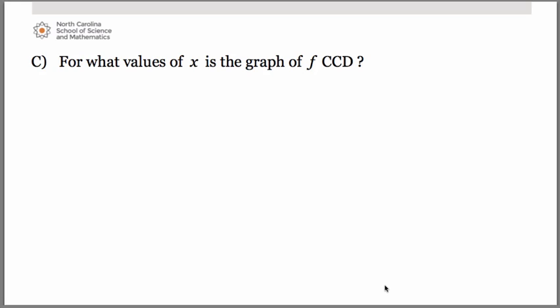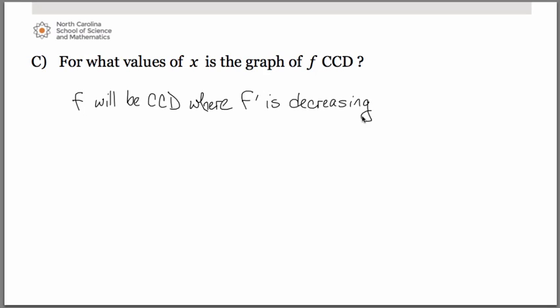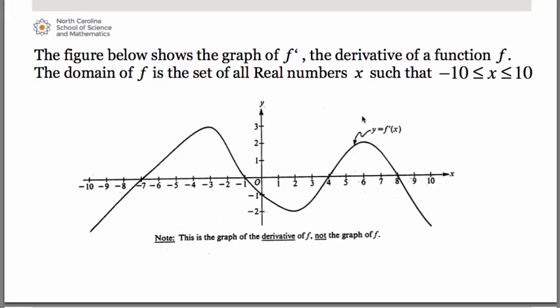This is where you need to recall what you've discovered in this lesson about how you know from a first derivative graph where the original is going to be concave down. Hopefully what you recall is that an original function f will be concave down where the graph of the derivative is decreasing. That's one of the things you've come to know through the activities we've done this lesson. Let's go back to the graph, and we need to identify the intervals on which the derivative graph is decreasing. There are two of them.